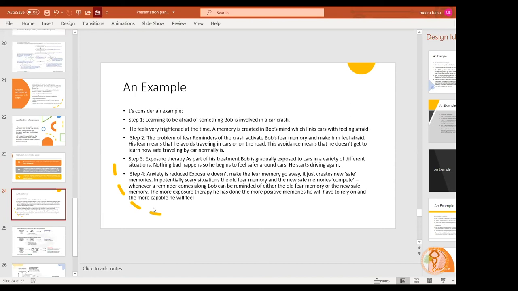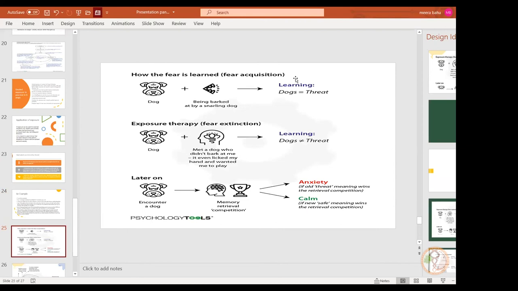So that is important. I'll give you another one. Let's say a dog, and how the fear is learned. Fear acquisition: a dog barking and a threat go together, so the dog means threat. Exposure therapy: we expose them to dogs, but a friendly dog. So, I met a dog who didn't bark at me. It even licked my hand and wanted me to play. So dog doesn't mean threat. So a second learning is taking place.